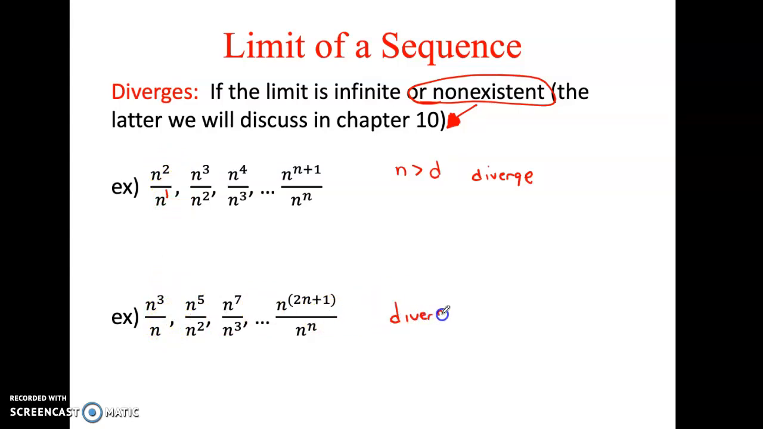And again, you're not going to put a number it diverges to. Diverges means it keeps going and going and going with no ending. So there's nothing to do with that. It's only converge where you say what finite number it converges to.